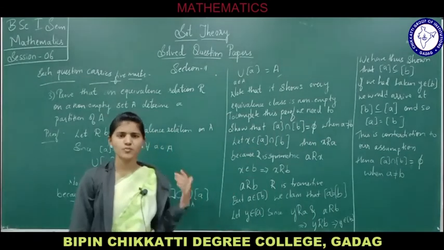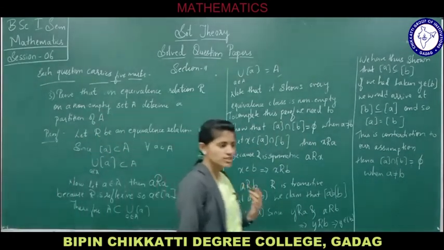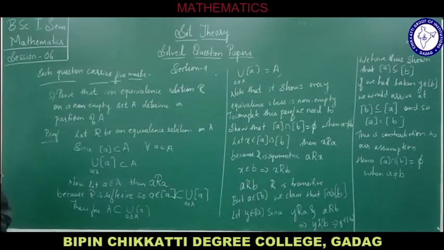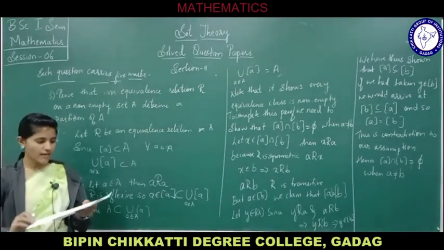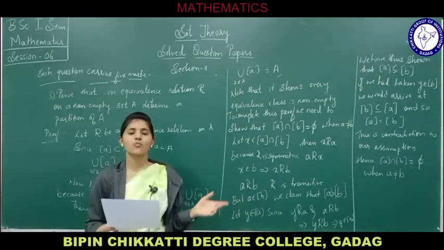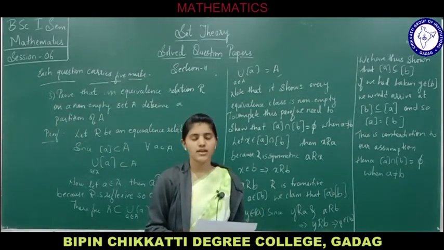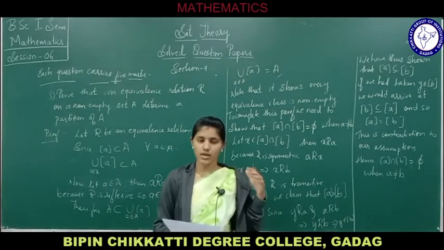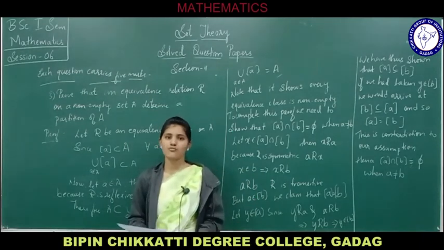We have one more problem carrying 5 marks. That is what they have given. They have given: prove that the unit interval 0, 1 is uncountable. We have already discussed the proof in our earlier sessions, so please follow that.